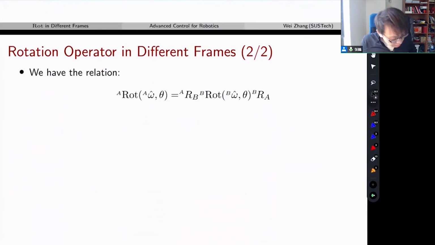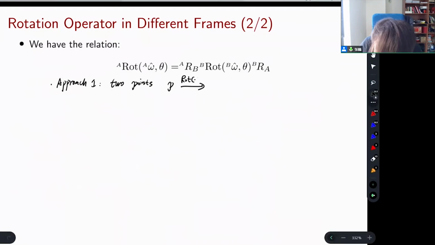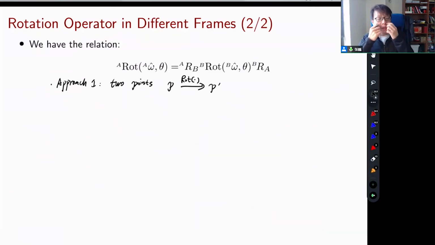Okay, let's work with simple physics. Approach 1. Let's consider generically two points. This P, after I rotate it, becomes P prime. Two points, because in the operator view we work with one reference, but there are two points.